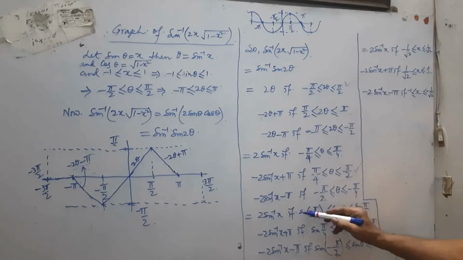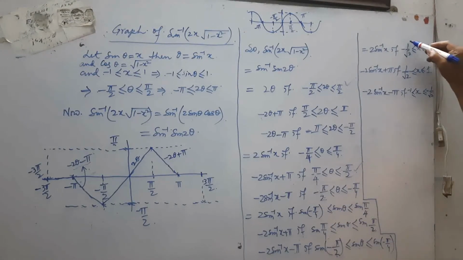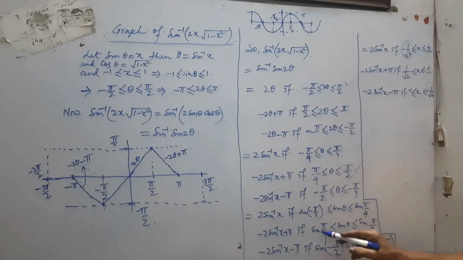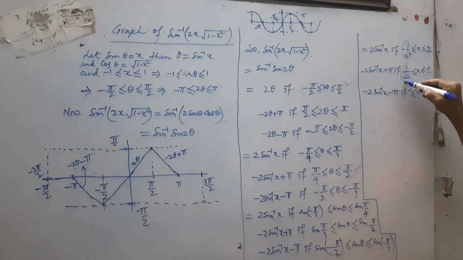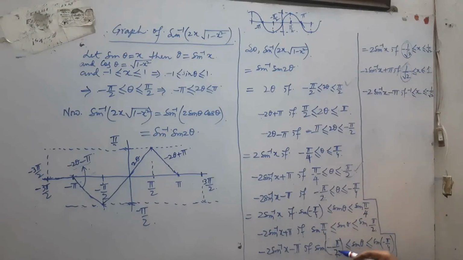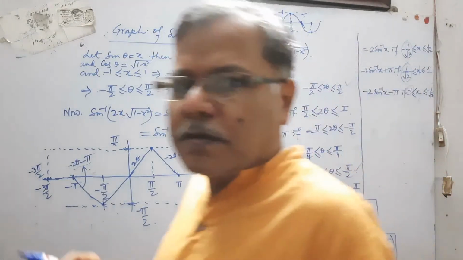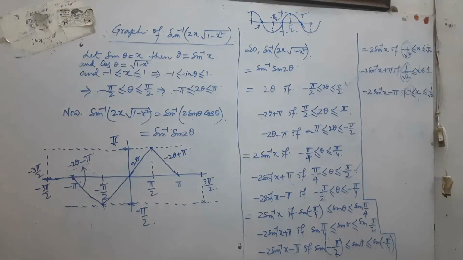Now what happens, sine of minus pi by 4 is nothing but minus 1 by root 2. This sine pi by 4 is nothing but 1 by root 2, and sine of minus pi by 2 is nothing but minus 1, and sin theta will become x. Similarly over here it is 1 by root 2, this one is 1, this one is minus 1 by root 2. I hope till this point it is clear to all of you. We will continue later on.